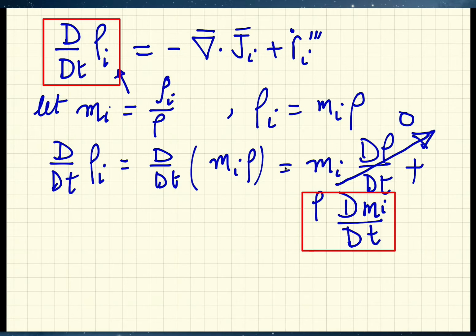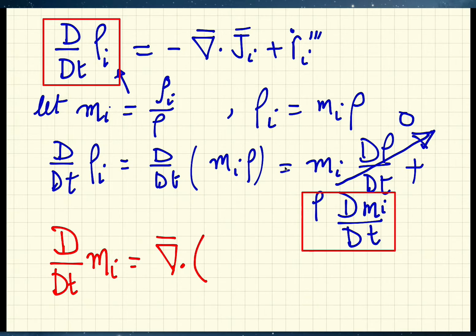So now we can cast the equation in a more useful form as rho d by dt of m sub I is equal to minus the divergence of j sub I. And for j sub I, what we'll do is we will have to use Fick's law to write j sub I for that stream. So that will be our next step.